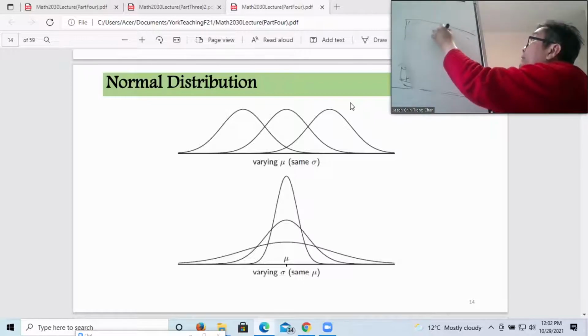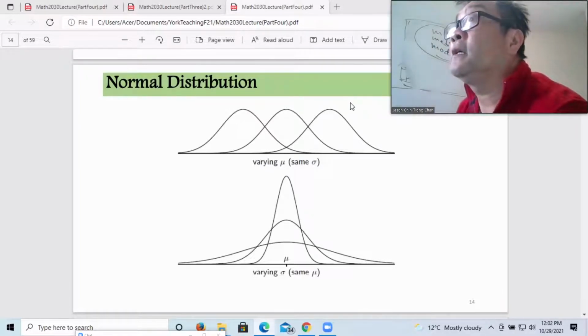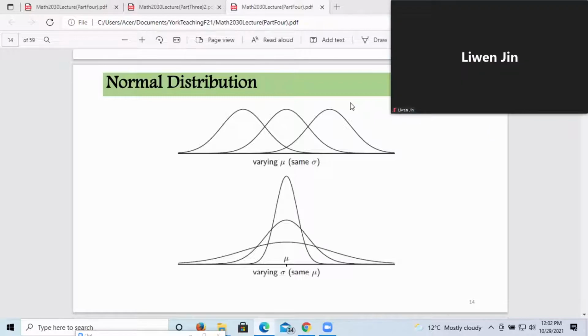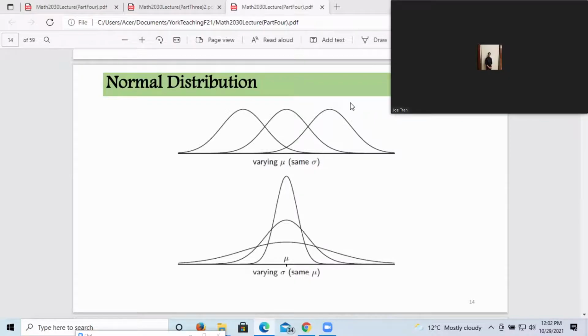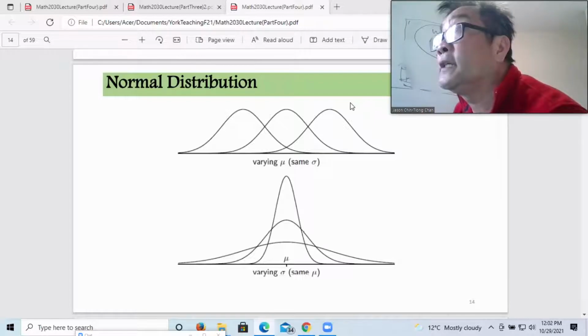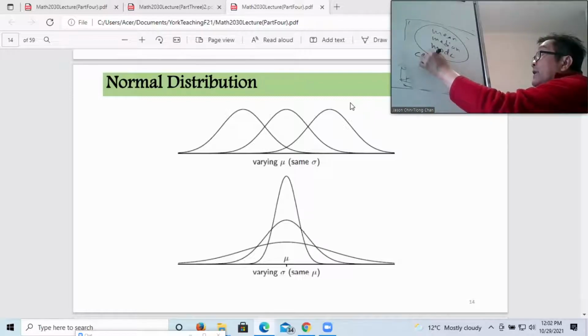Mean, median, mode. There's a name for these three calculations. Central tendency? Isn't it called central tendency? Center tendency, yes. And then another name.